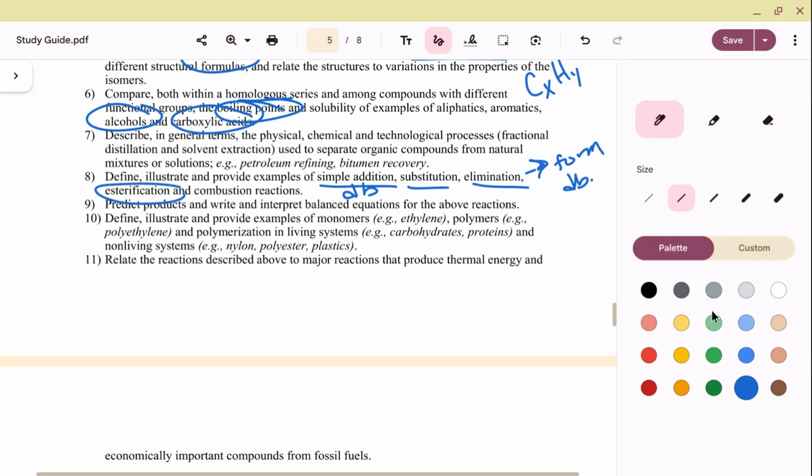Esterification is when you have that alcohol coming close to a carboxylic acid to form that ester and water, and combustion reactions are what you're used to. So don't overthink that one. Have your hydrocarbon, react it with oxygen. Products are always carbon dioxide and water. You want to be able to draw out or name depending what you're given.